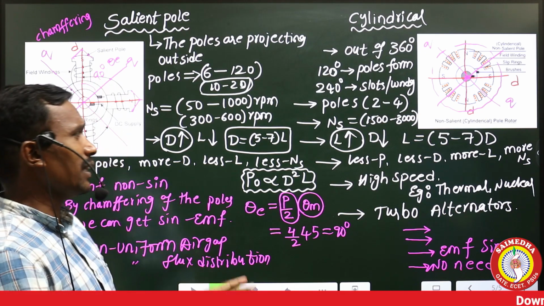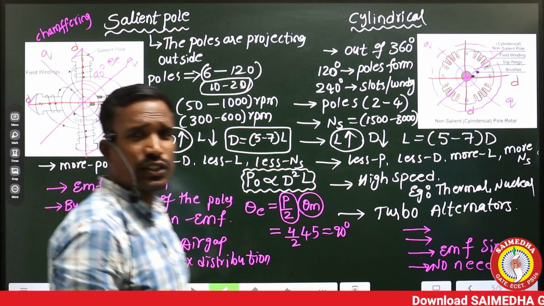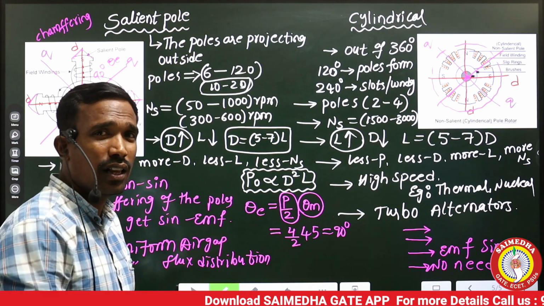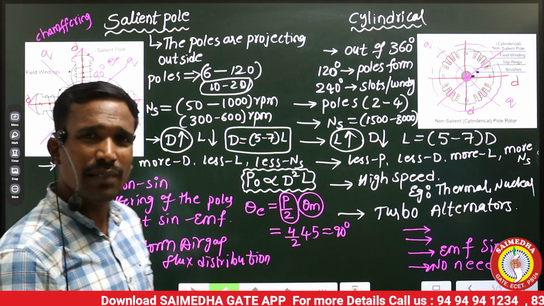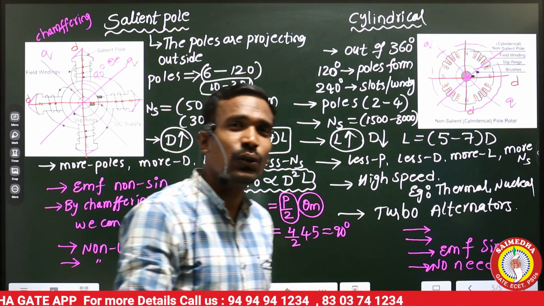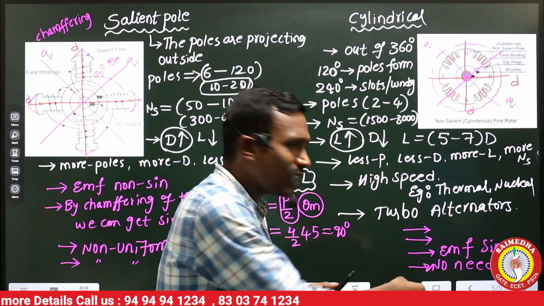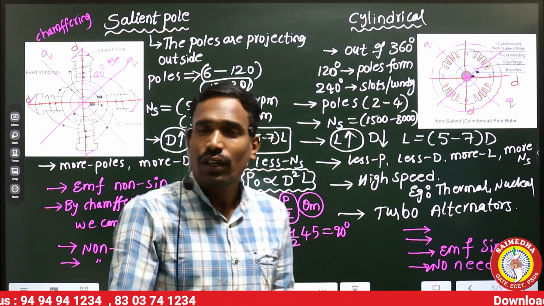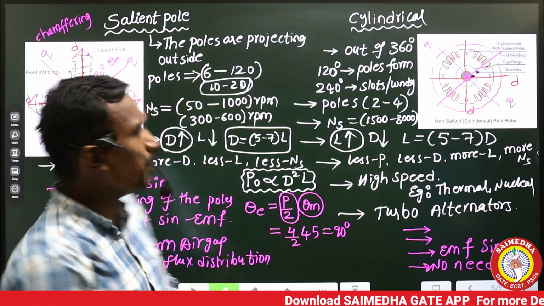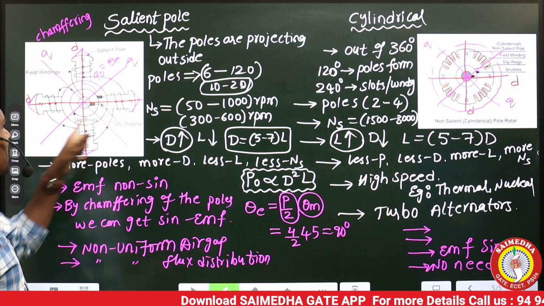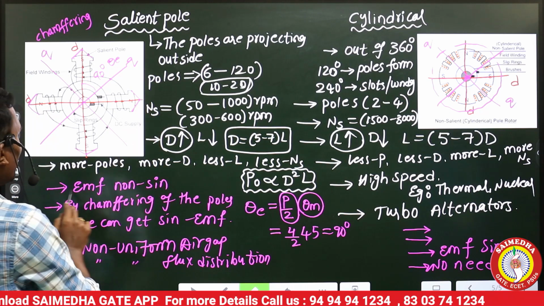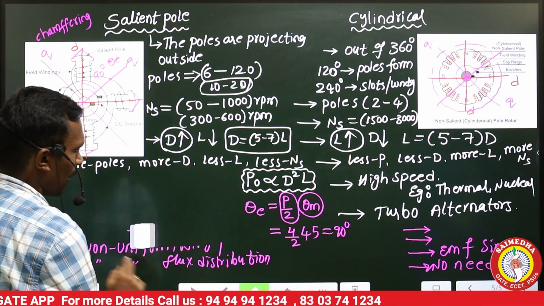Then finally I will ask you one question. Which machine is more stable between these two? Sir, actually this is a sinusoidal EMF, right? That's why this is more stable. No, sir. The stability is directly proportional to the air gap, which I gave you just a few seconds back, right? So the stability is directly proportional to the air gap, and the air gap length is maximum in our salient pole. That's why the salient pole machine is comparatively more stable than the cylindrical machine.